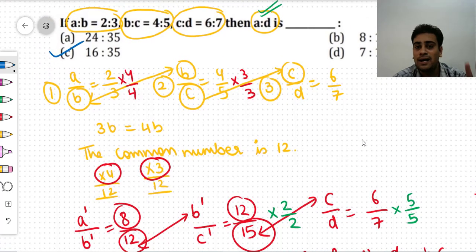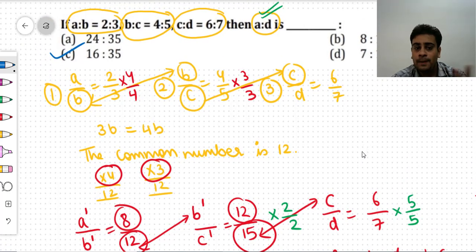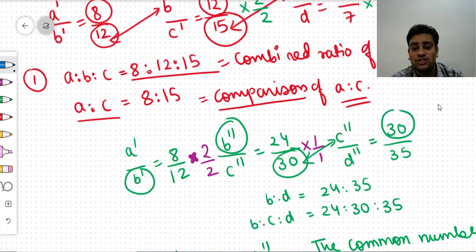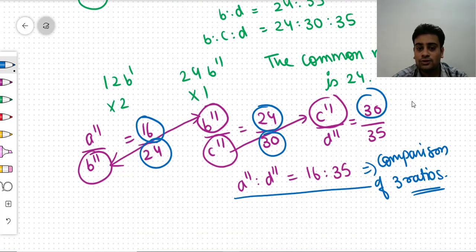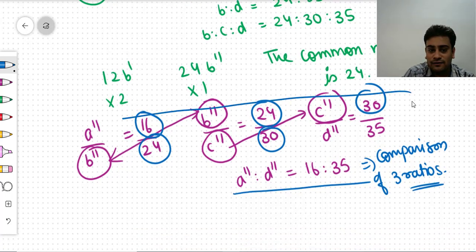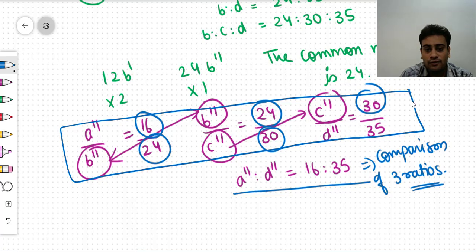So the way we have done here, we compared the first and second ratio by equating the B value in both the ratios, and then we compared the second and third ratio by equating the value of C in both the ratios. And then since the value of B in the first and second ratio had changed, again we equated the B value in the first and second ratio. So after all these three processes, we reach this conclusion, where the B value in two ratios is equal and the C value in two ratios is equal. So the only things left are A double dash and D double dash, so those are basically my comparison of ratios.